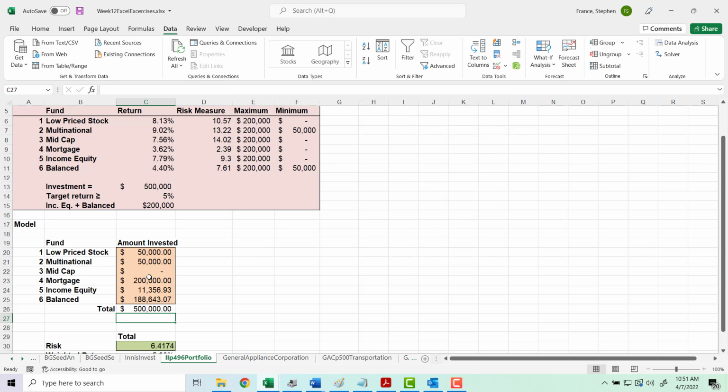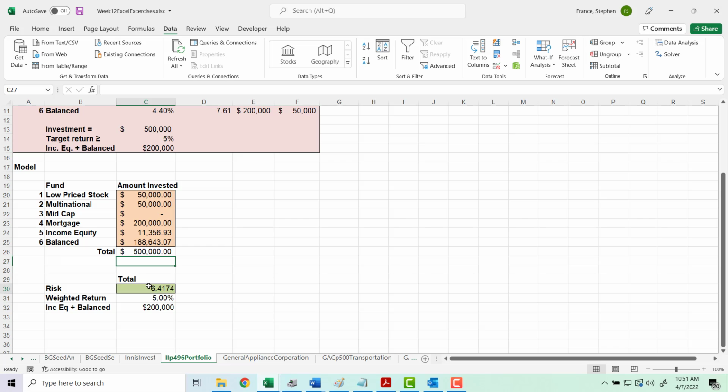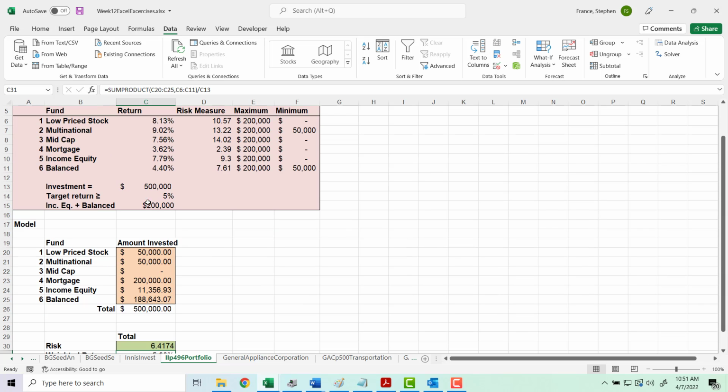Okay, so we've got a total of 50,000. We've got a risk of 6.41 for a weighted return of greater than 5%. We've got 50,000 low price stock, 50,000 multinational, 200,000 mortgage. Then we also have income, equity, and balance. We don't have anything in the mid cap.